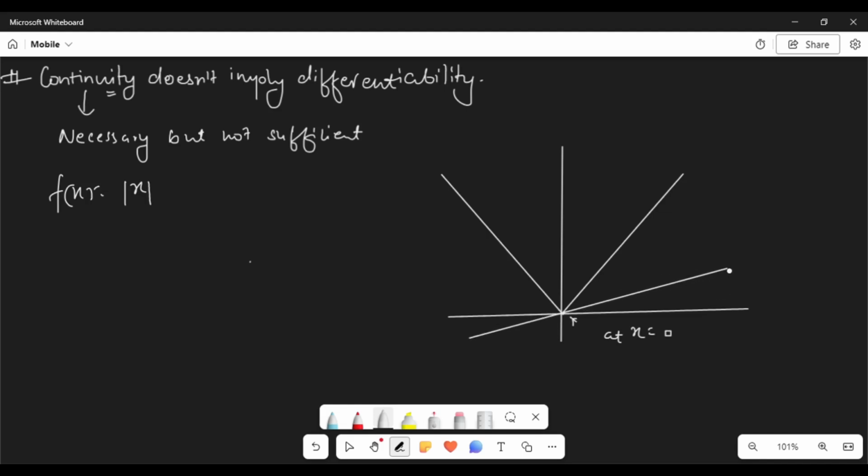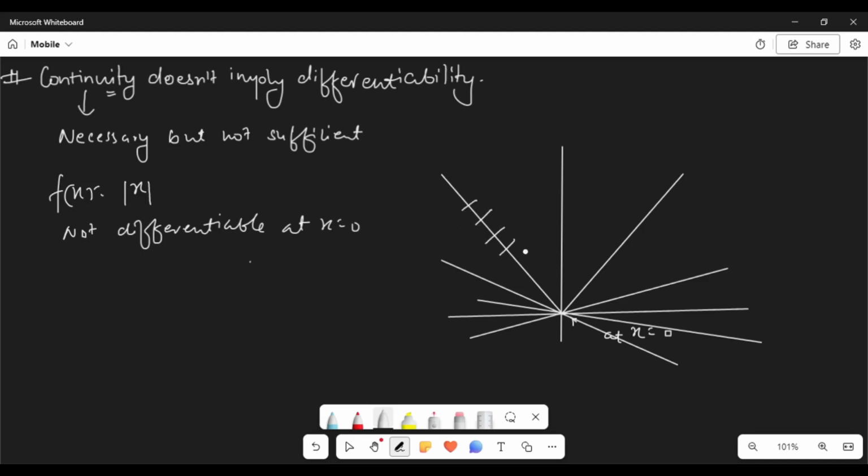We draw lines, and we can draw as many lines as we like through this point. So, there are numerous tangent lines. This means the function is not differentiable at that point. Not differentiable at x equals 0. But at every other point, the function is differentiable, because at all these points, the slope of the tangent line will be equal.